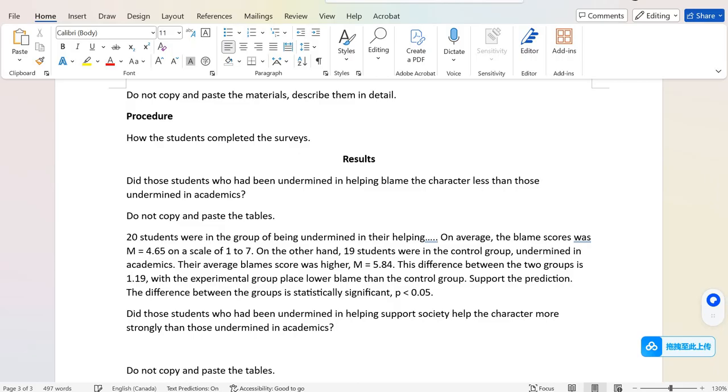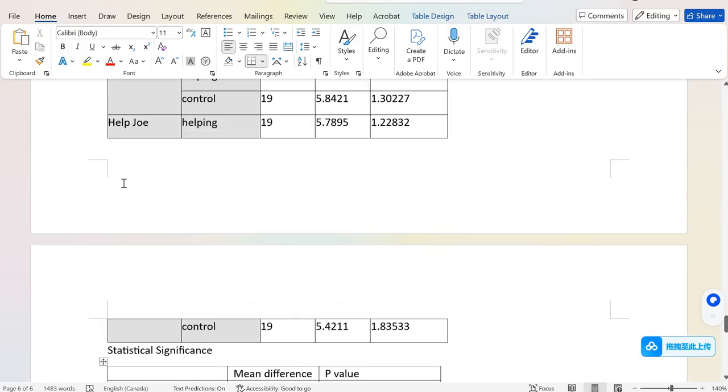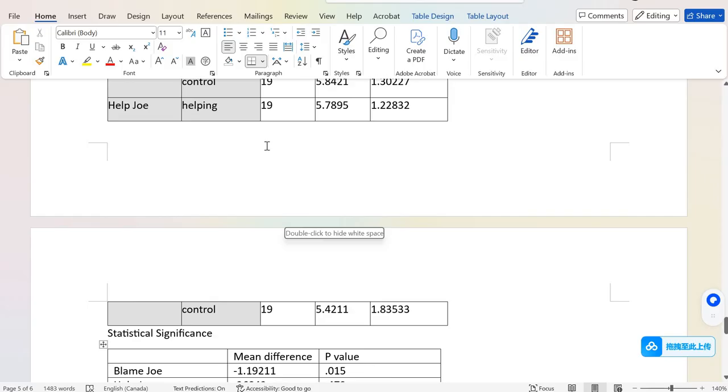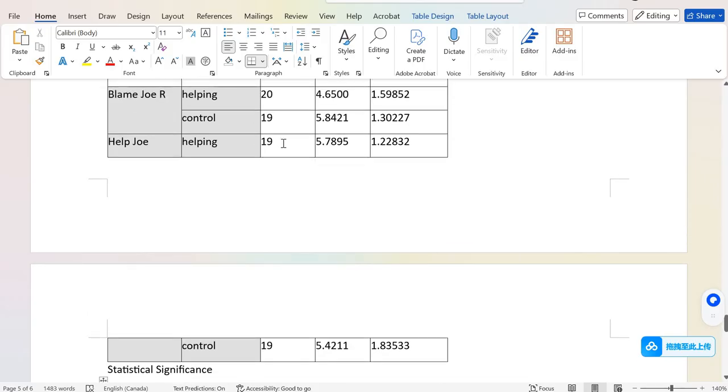The next question: did those students who had been undermined in helping support society helping the character more strongly than those undermined in academics? The statistics. On the helping dimension, 19 students got version A, 19 got version B. The difference is not really big. One group was 5.7, 5.8. One group was 5.4.